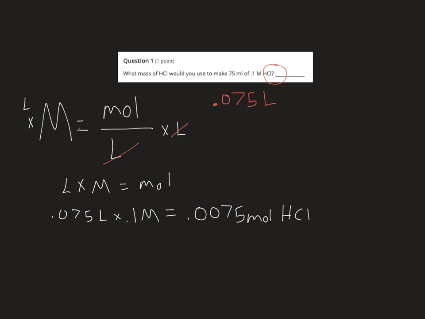Okay, so now I can't measure out moles on a scale. I can only measure out grams. So I need to convert my moles to grams using the formula mass of hydrogen chloride or hydrochloric acid. So 1.01 is the formula mass of hydrogen, 35.45 is chlorine, and we end up with a mass of 36.46 grams.